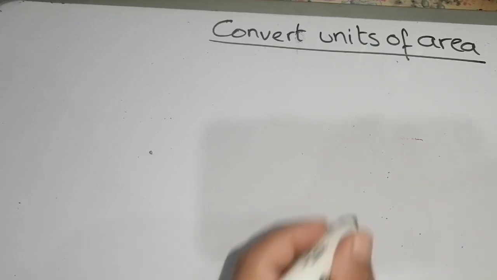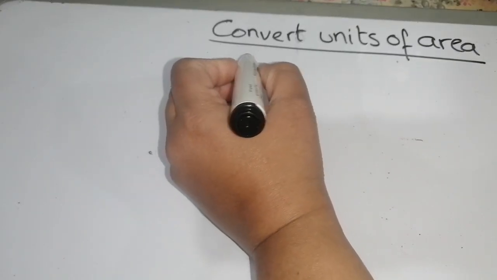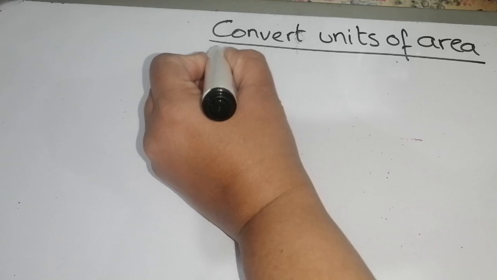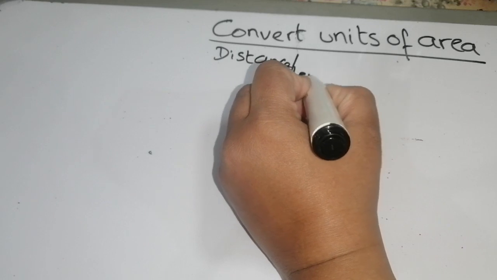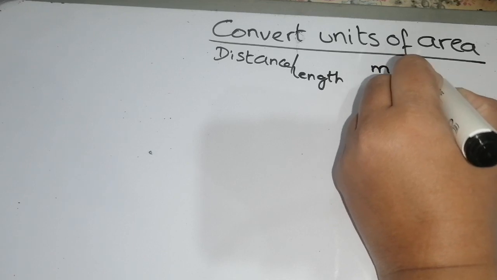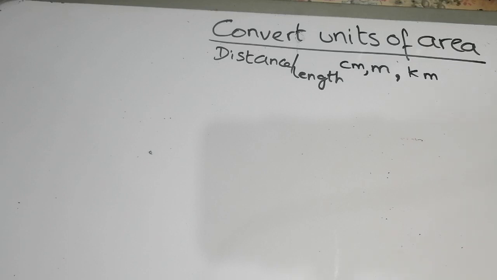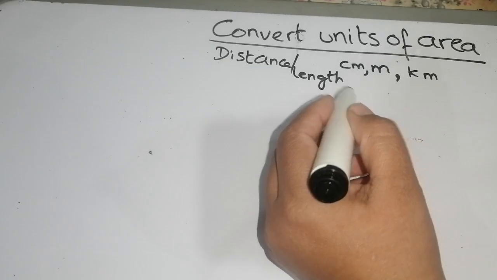As we already know, area is basically a measurement of length or width. Usually there are two lengths, and we know that the standard unit of length is meter, kilometer or centimeter. Millimeter is also a standard unit, but for area, millimeter becomes a very small unit, so it's not taken into account. So these are the units of simple length or distance.